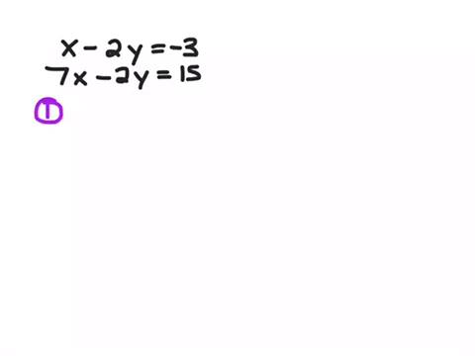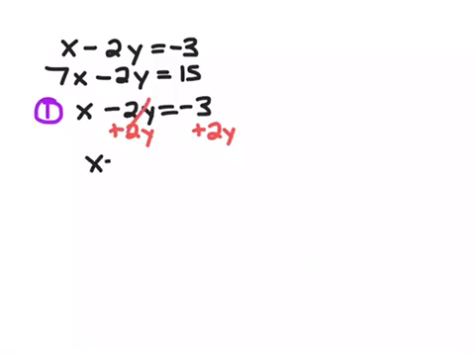Okay, now that you're back and isolating that variable, let's just double check our steps. So x minus 2y equals negative 3. To get x by itself, we're going to add 2y to both sides, resulting in x equals negative 3 plus 2y.